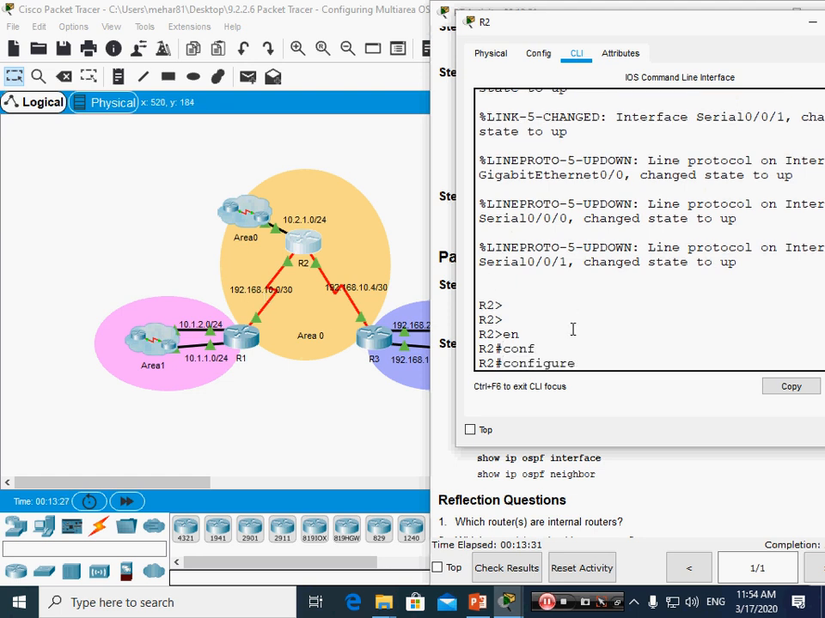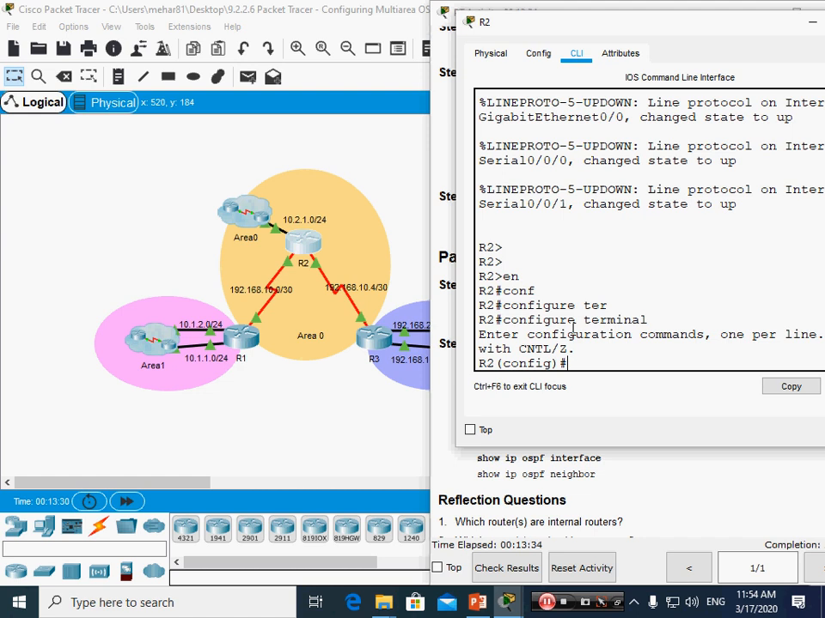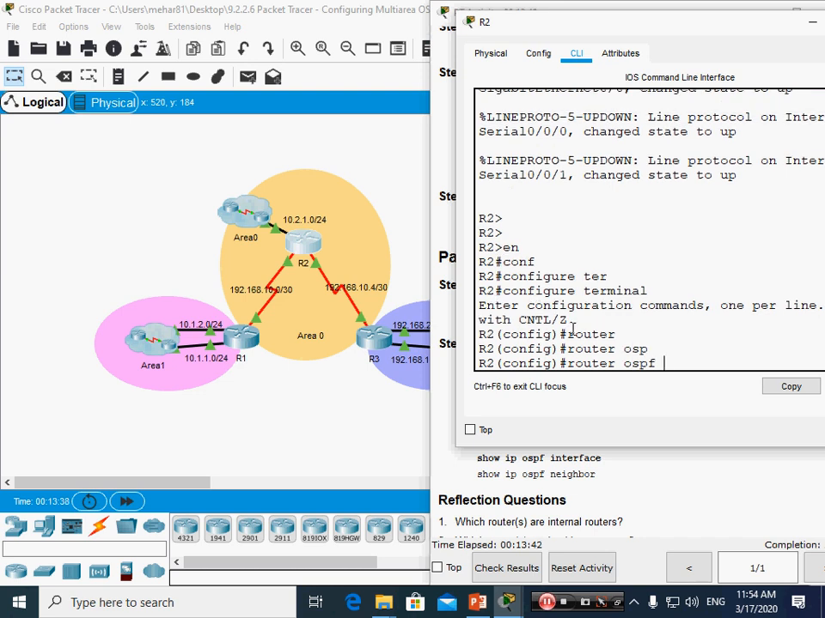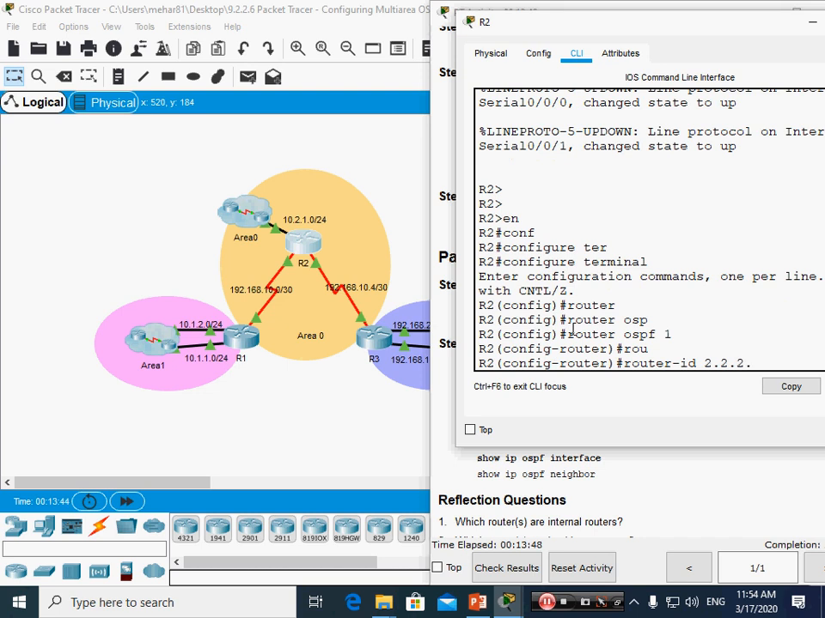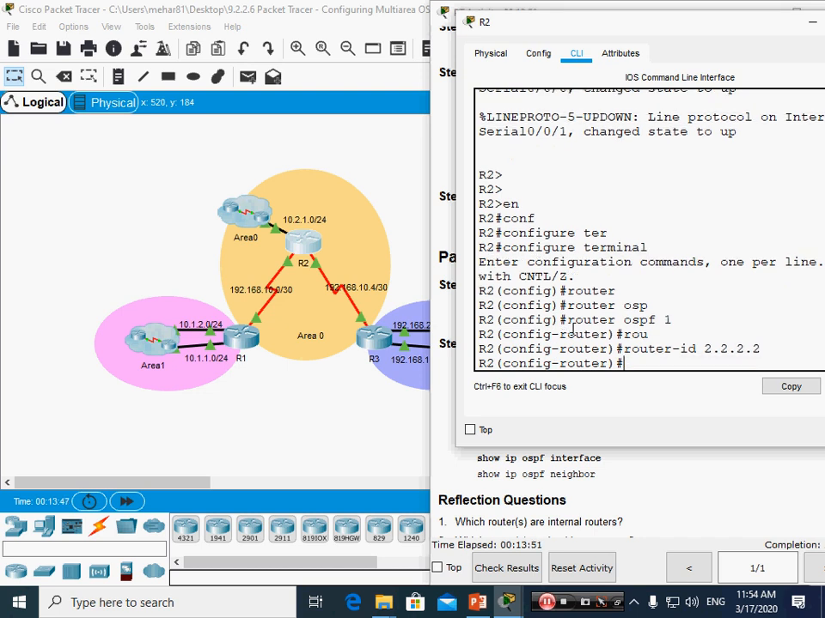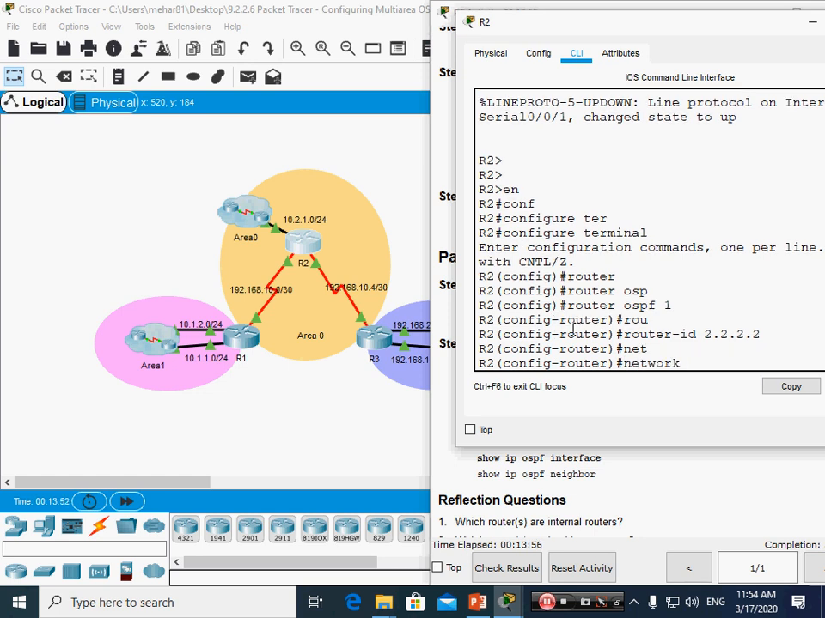So we need to configure terminal, then router OSPF, process ID 1, router ID 2.2.2.2 based on the given instruction. Now we need to configure the networks. We have 3 networks. First, 10.2.1.0, the network on this side, with wildcard mask 0.0.0.255. Okay, this one is finished.